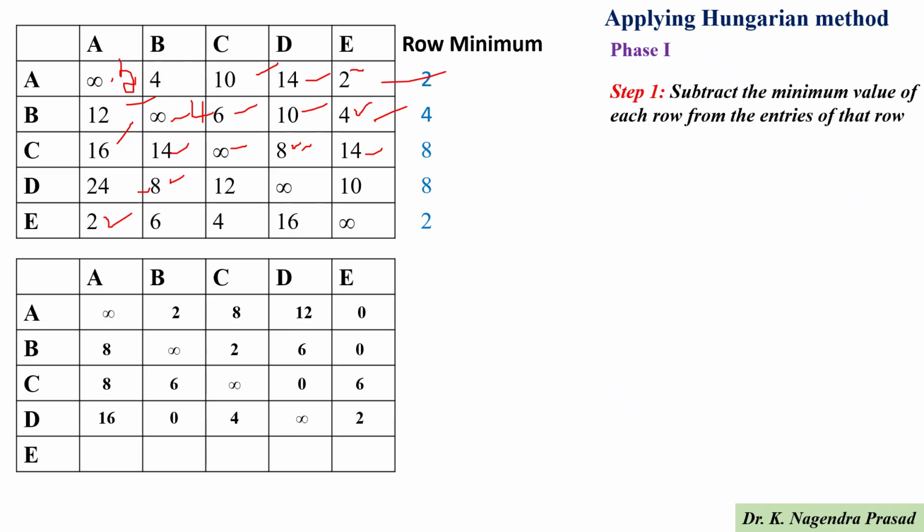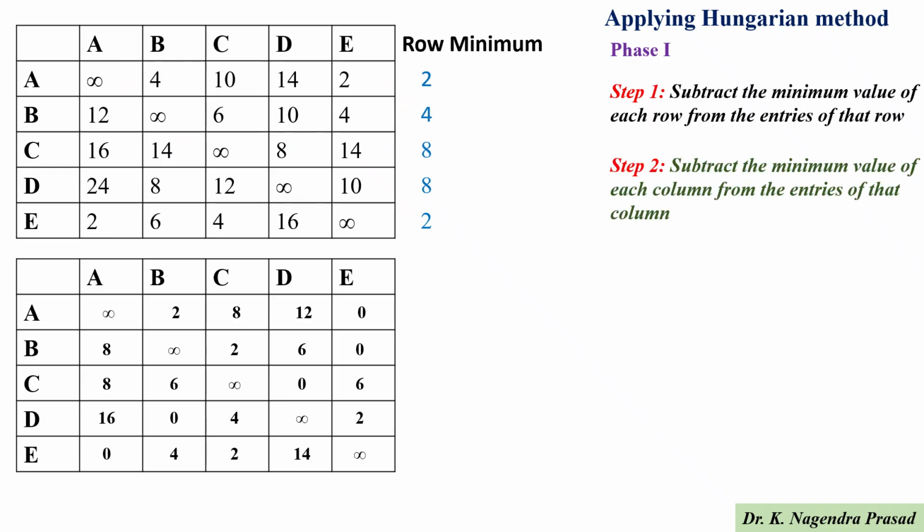And for the fifth row elements, we subtract the value 2. Then the fifth row will become 2 minus 2 is 0, 6 minus 2 is 4, 4 minus 2 is 2, 16 minus 2 is 14, and infinity minus 2, which is infinity. So this is the tabular column after completion of step 1 in phase 1. Next we will go for step 2.